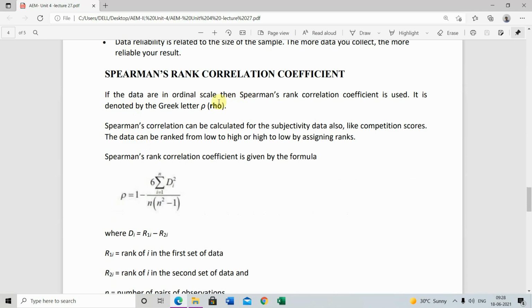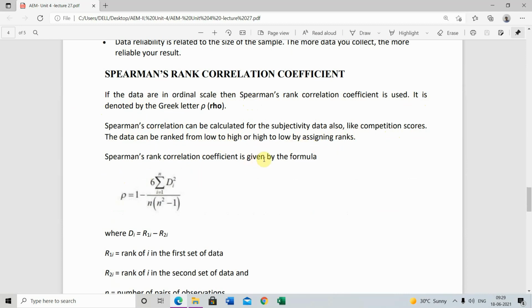Spearman rank correlation coefficient. If the data are in the ordinal scale, then Spearman rank correlation coefficient is used. It is denoted by the Greek letter rho. Spearman rank correlation can be calculated for subjective data also, like competition scores. The data can be ranked from low to high or high to low by assigning ranks.